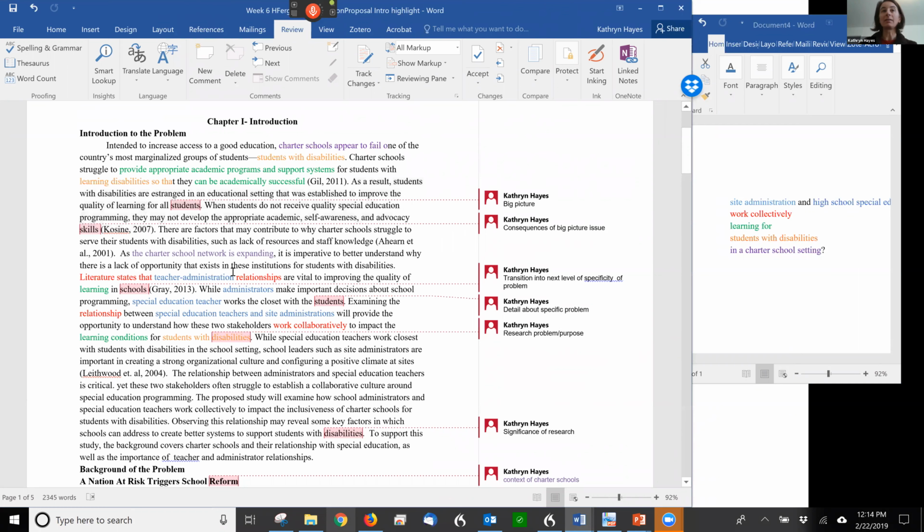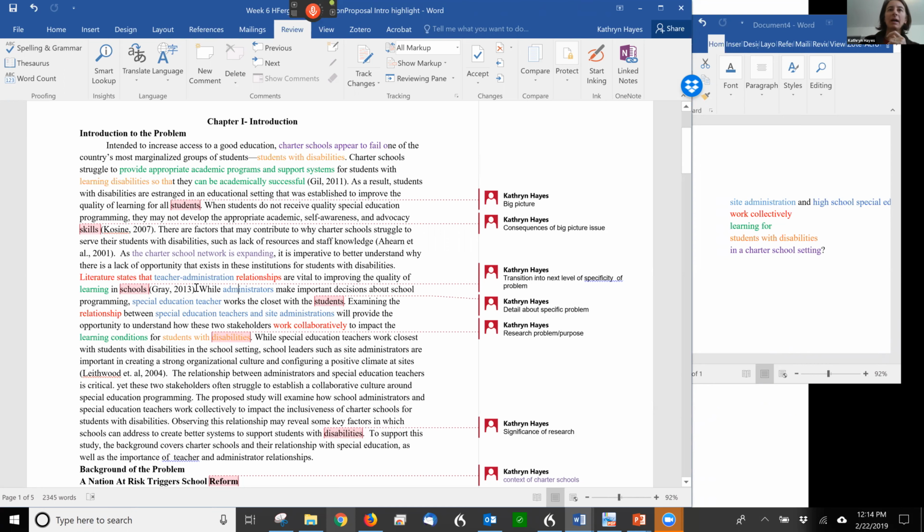Now, before she reaches the end of this paragraph, she needs to introduce site administration and high school education teachers working collectively. All right, so you can see that here. She transitions. As the charter school network is expanding, it's imperative to better understand why there's this lack of opportunities. Then she says, literature states that teacher-administrator relationships are vital to improve learning in schools. So now she's transitioning to introduce the other 2 topics, which is that site admins and teachers need to work collectively, okay? And then she brings it back to eventually charter schools and special education students.